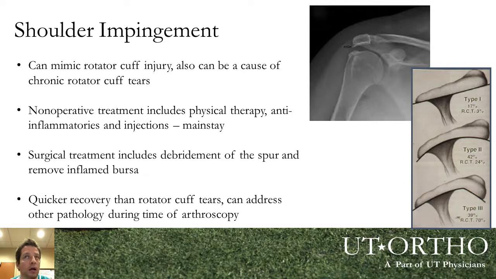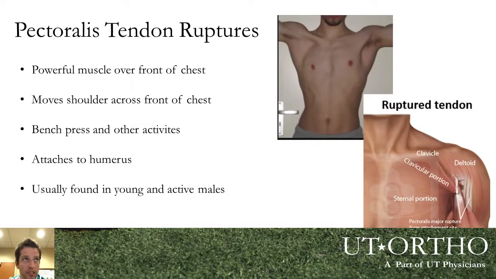All right, next slide. Pectoralis tendon ruptures. You will see this. This is not as common as some of the shoulder injuries, but it's common in athletes, especially young males who are looking to gain mass. And so it's important to monitor these. It's a powerful muscle over the front of the chest. You typically use this in bench press, incline, decline. It moves the shoulder across the chest. So it's a motion across the chest, an internal rotator. It attaches to the humerus, and it's usually found in young and active males.